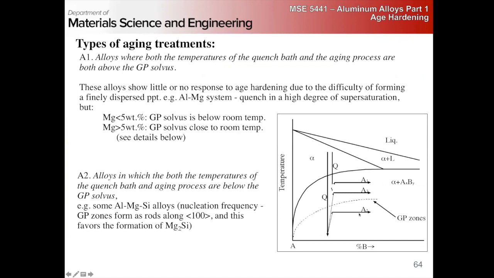GP zones nucleate homogeneously. Our equilibrium phases, I can't do that. I have to nucleate those heterogeneously. So that means if I'm nucleation limited, what does that tell me about my particle size? They're going to be larger because I can't nucleate as many, so they're going to grow bigger.